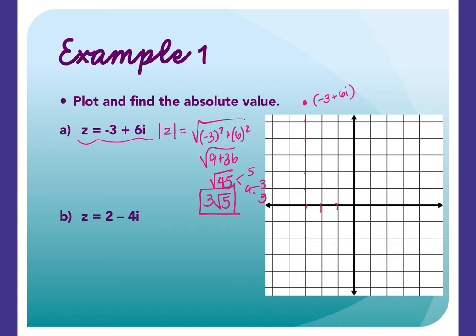All right, so B is 2, negative 4. I'm going to go to the right 2, and then I'm going to go down 4. That would be z equals 2 minus 4i. And then I'd get the square root of 2 squared plus negative 4 squared, square root of 4 plus 16, and square root of 20, which is 2 root 5. Easy stuff, right? Just one more thing to remember, that's all.